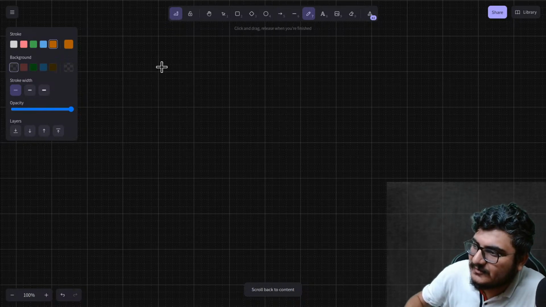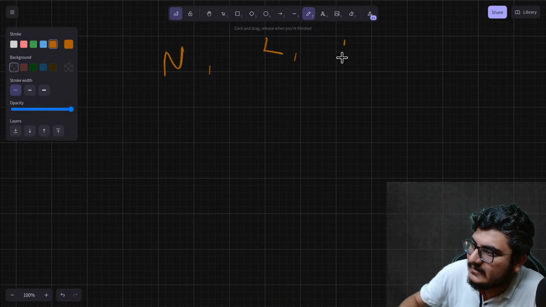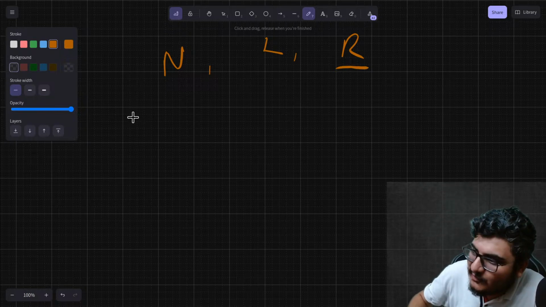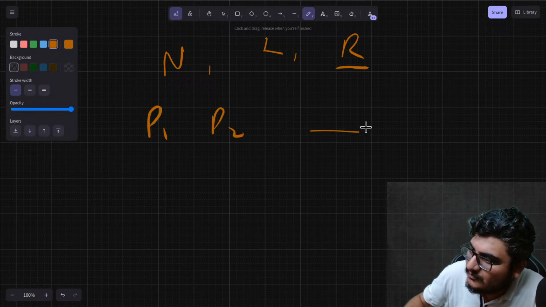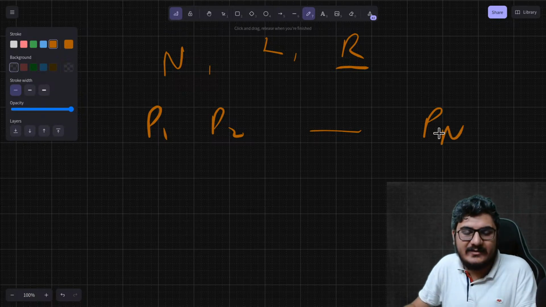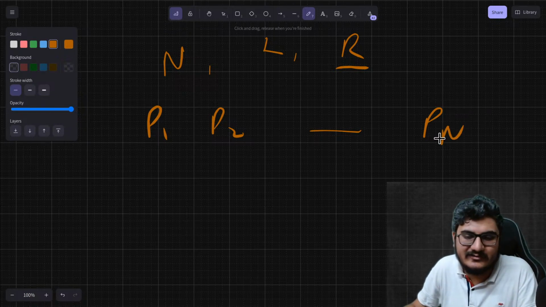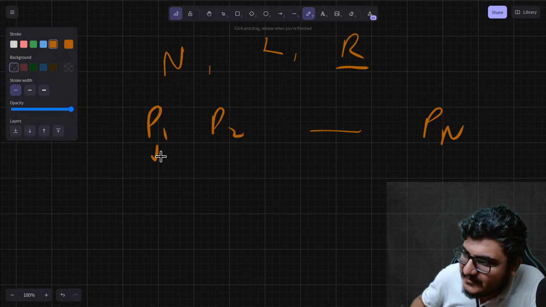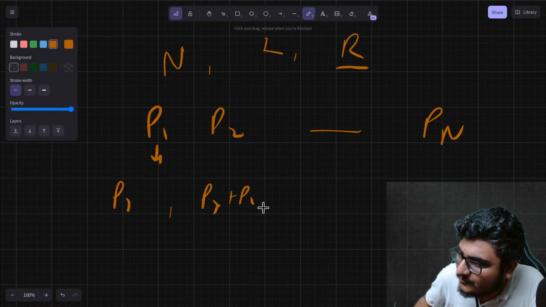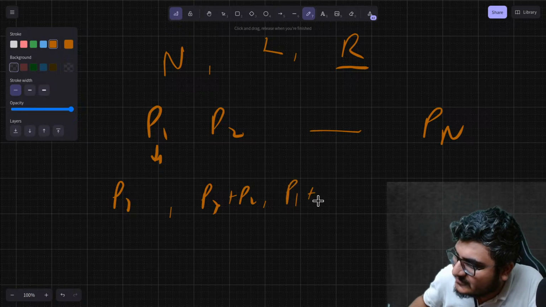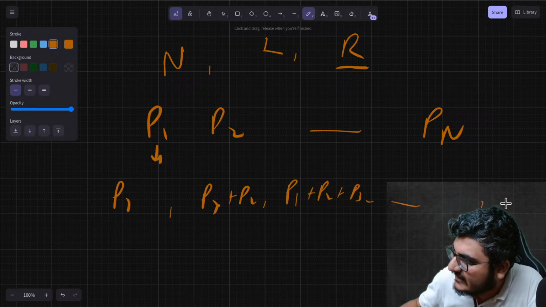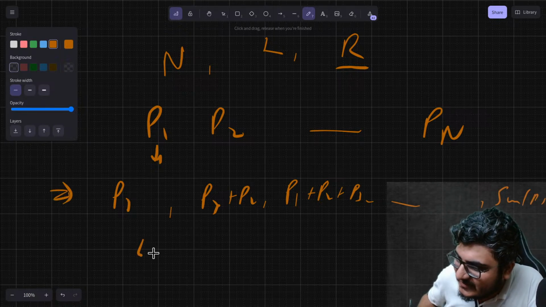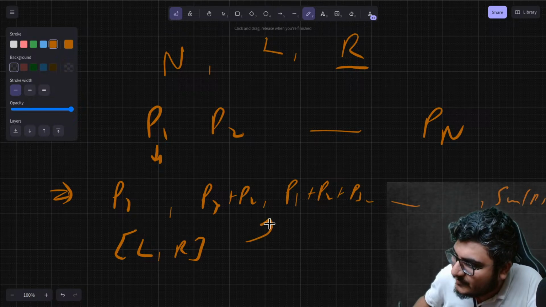So it says we are given integers n, L, and R. And now you have to find a permutation P1, P2, up to Pn. Permutation means all the numbers from 1 to n appear at least once and exactly once. Such that if you look at its prefix sum, first element would be P1, second element would be P1 plus P2, third element in the prefix sum would be P1 plus P2 plus P3, and so on. And the last element would be sum of all the numbers. Then the number of elements which are between L to R in this array should be minimum possible.